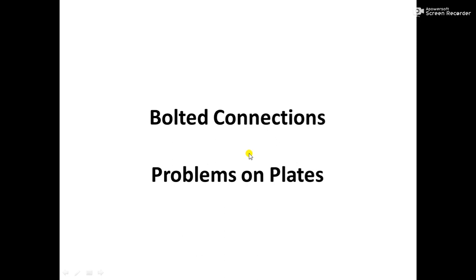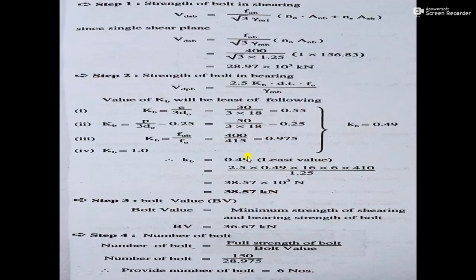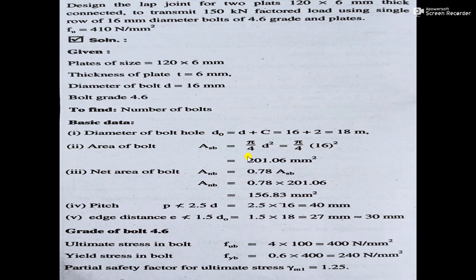In the last lecture, we have seen the design steps for analysis and design of bolted joints for axially loaded plate, single and double angle members. In those steps, we have calculated, first, the strength of bolt in shearing, then the strength of bolt in bearing, then the bolt value, and then the number of bolts required and its sketch.